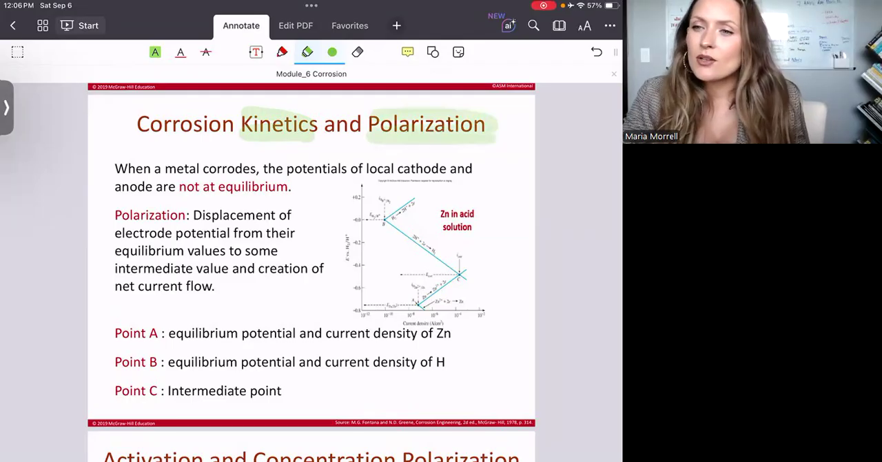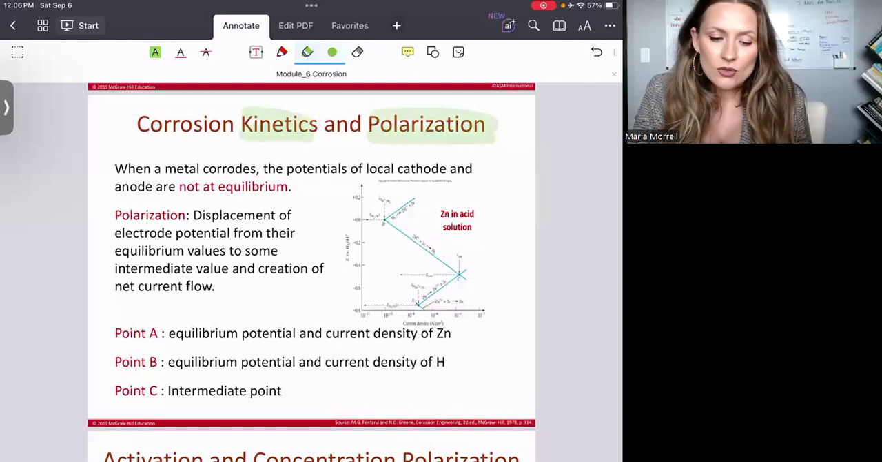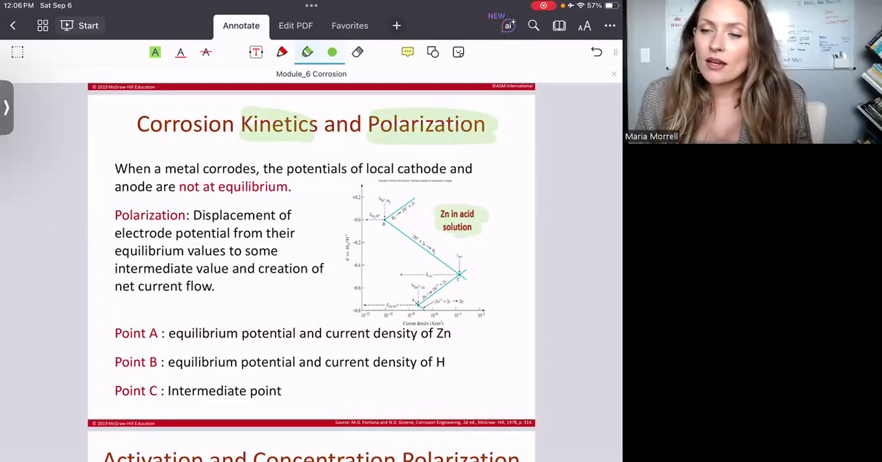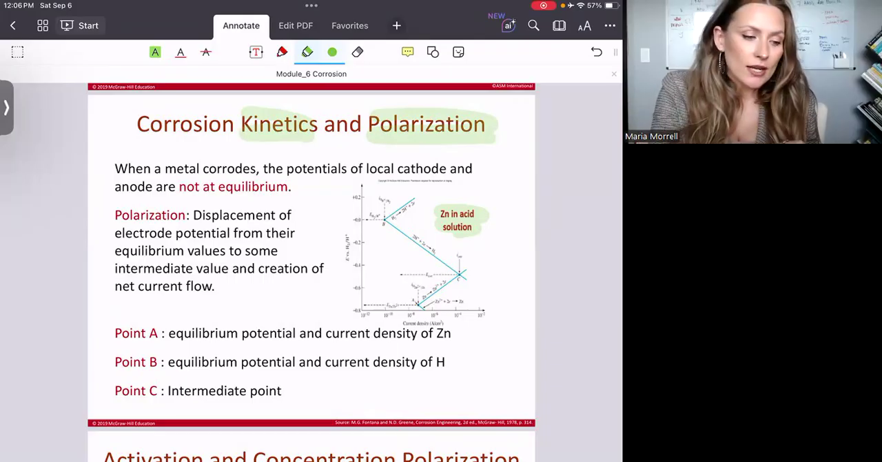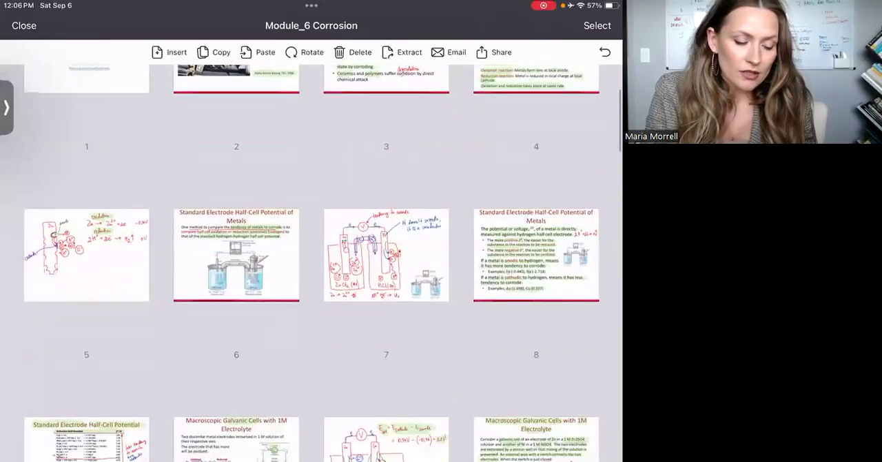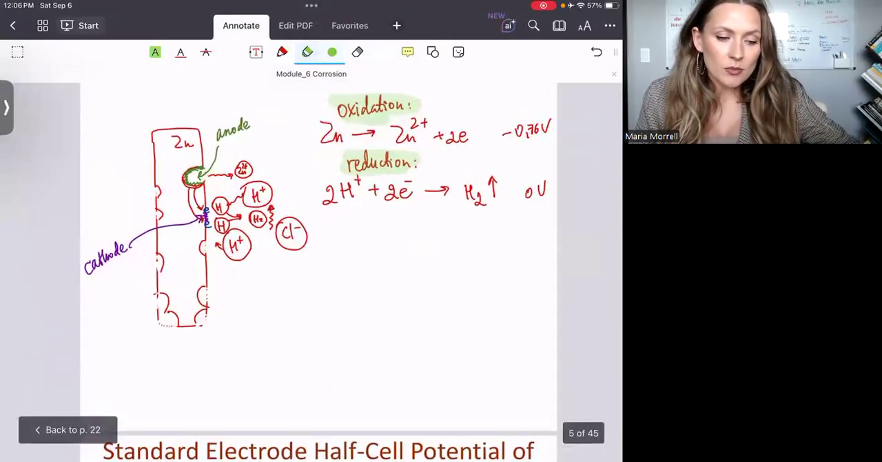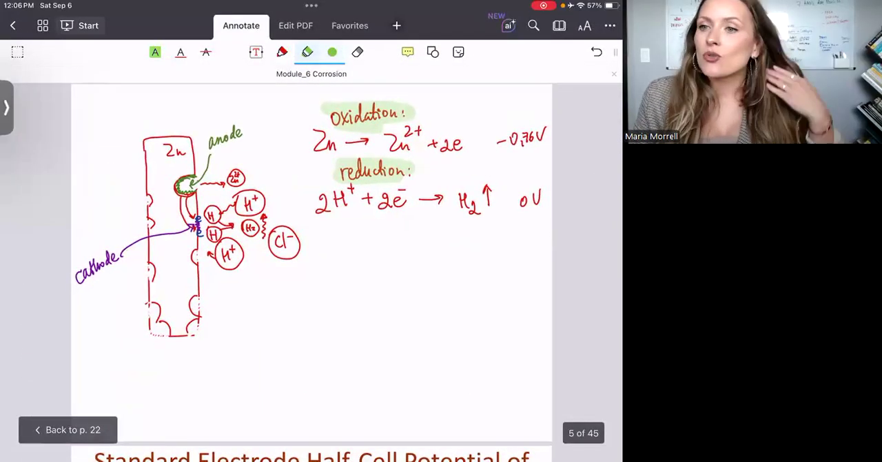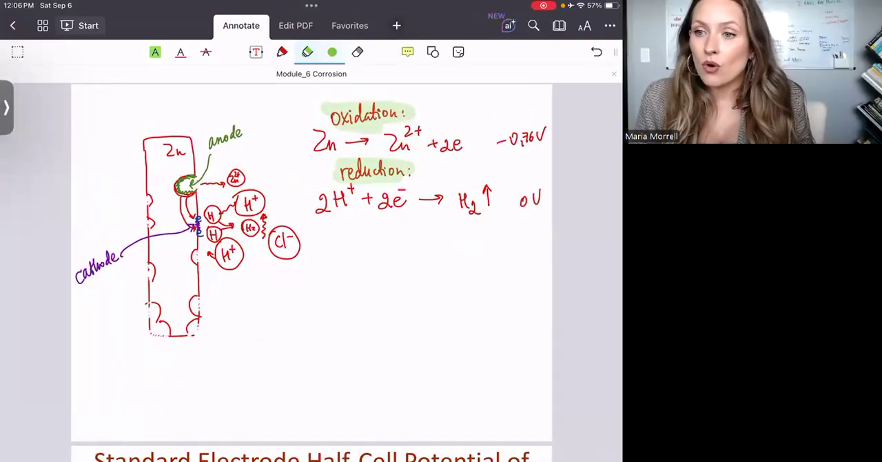And before I explain to you what polarization is, I'd like to remind you about one of the examples that we studied early on in this module, and this was the dissolution of zinc in hydrochloric acid. Allow me to go back to the sketch that I've done prior. So I'm looking at this particular sketch, and I will remind you what the case was.